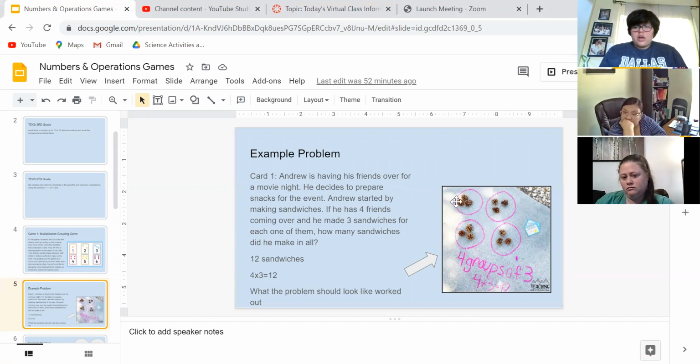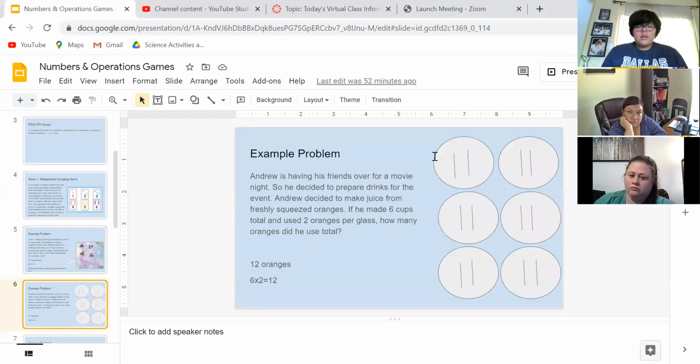So you could get the chalk and draw the 4 groups, and then find any materials outside. Like in this picture, there are pine cones representing each sandwich in each group. So each group of 4 has 3 pine cones, and if you set up the equation, it's 4 times 3, which equals 12.